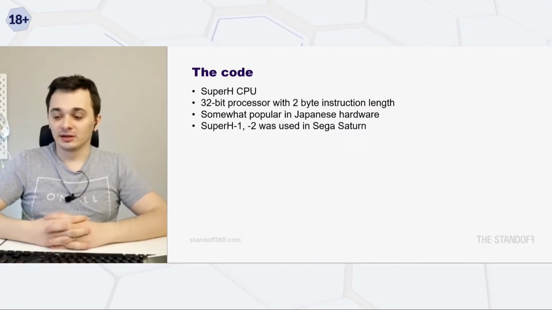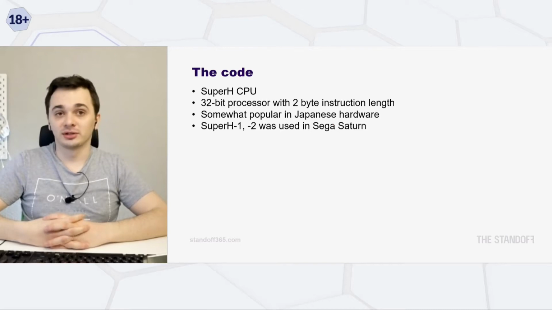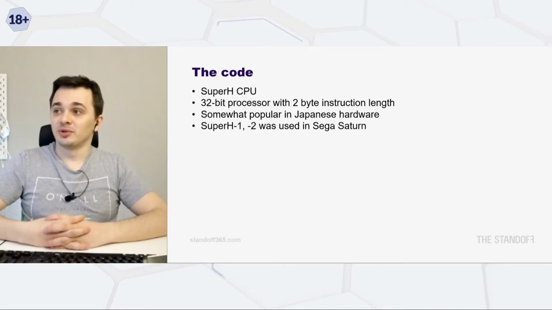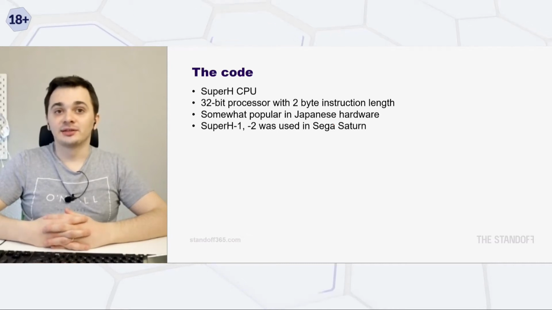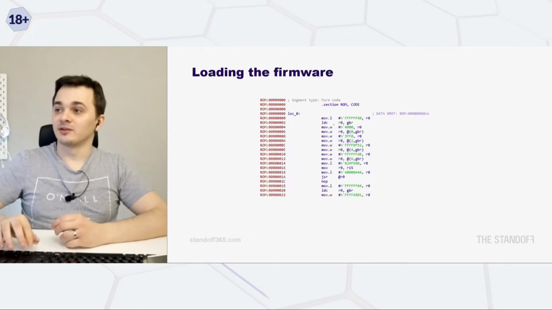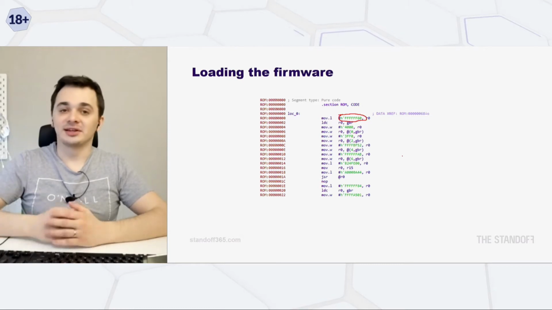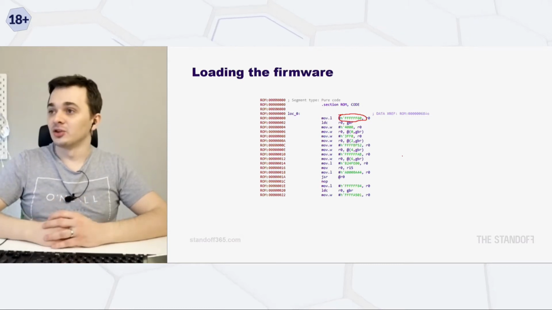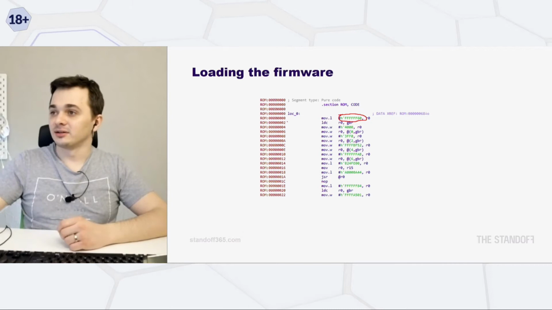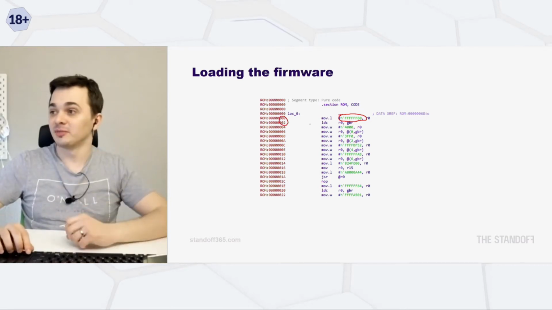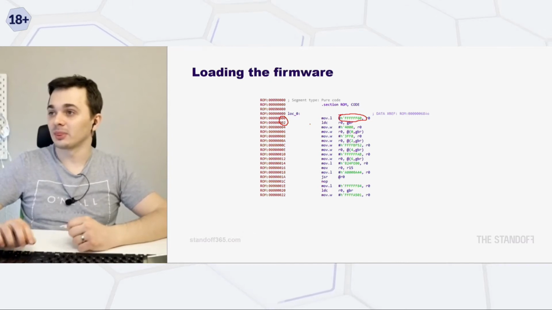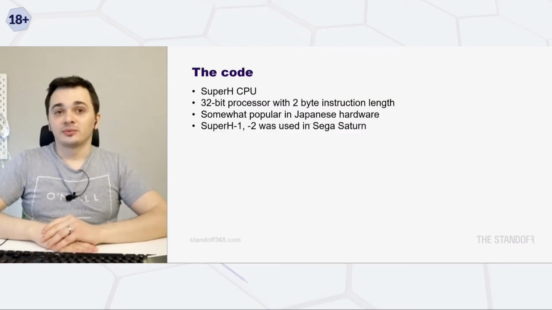Let's discuss the code now in more detail. Indeed, this code is characteristic of Super H CPU family. It's a 32-bit processor, which means it can process 32-bit values. However, the length of every instruction is only 2 bytes, or 16 bits, obviously.